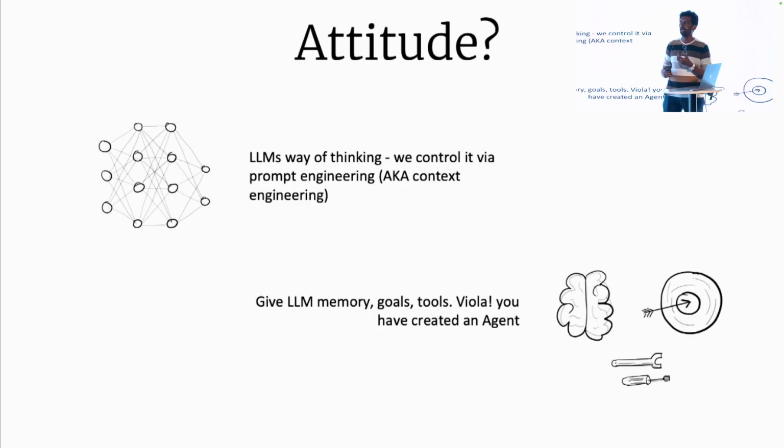So LLMs have a way of thinking. I'm using the word thinking loosely here. It's not like how humans think, right? But as I said, it is trying to predict the next token based on some way of prompting it, some way of tuning it, right? There we can control it, right?